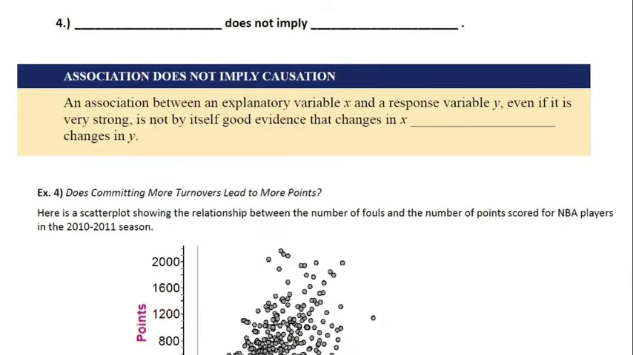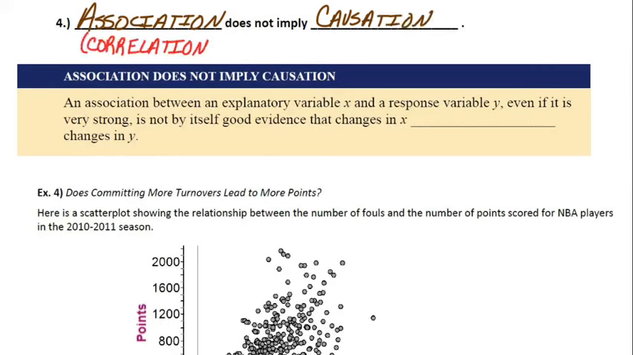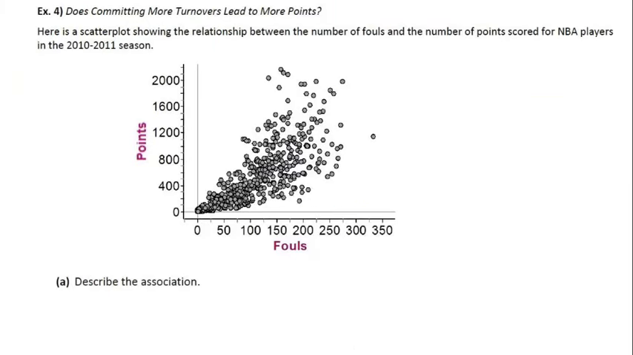Okay, last little bit here, number 4, key to success. Don't forget, association does not imply causation. For those of you in AP Psych, it also means correlation does not imply causation. The idea is that even a strong correlation doesn't mean a change in x actually causes a change in y. Let's illustrate that with the next example, the NBA example.